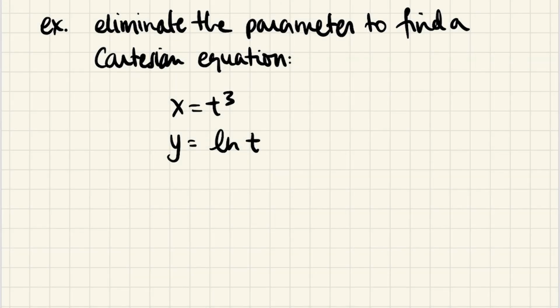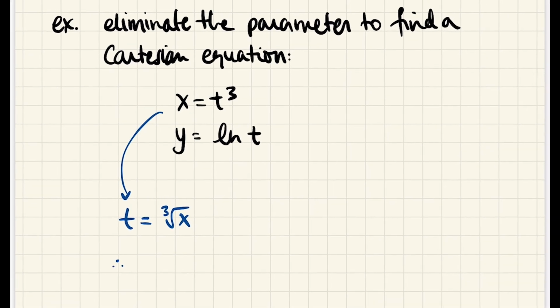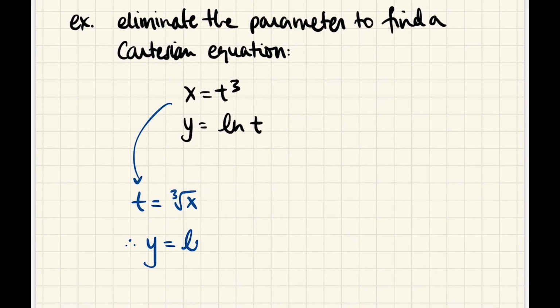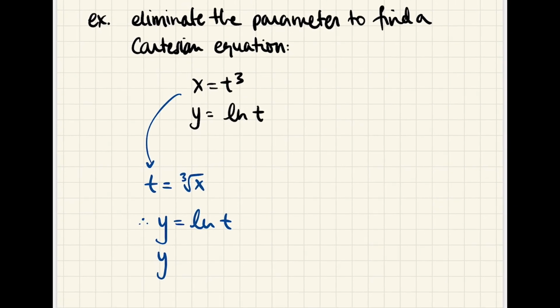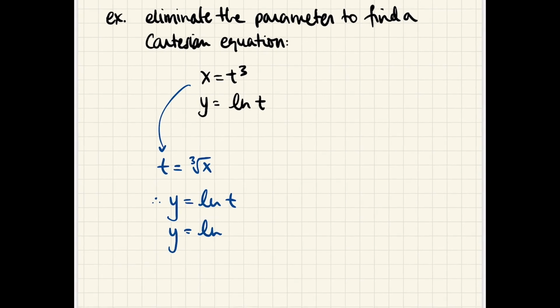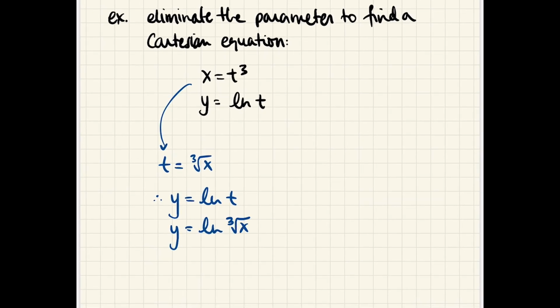Okay, in this one here, we could perhaps solve for t in the first equation and get t is equal to the cube root of x. And then substituting into the other equation, which is y equals ln t, we get y equals ln of the cube root of x. And of course, we could also write this as 1/3 ln of x and be on our merry way.